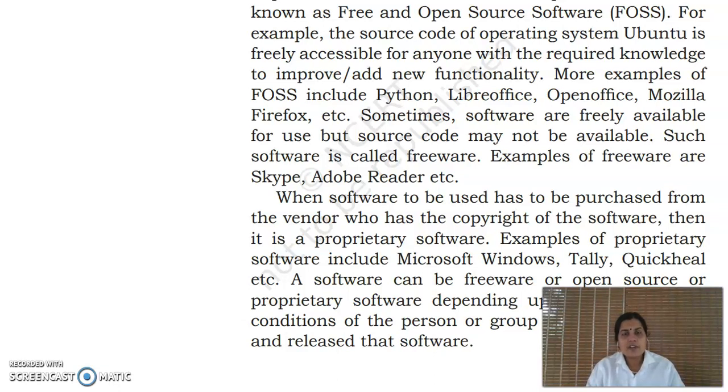Examples of proprietary software are Microsoft Windows. We have to purchase that software from the developer, so it has copyright protection. Microsoft Windows, Tally, QuickHeal, etc. So a software can be either freeware or proprietary software, depending upon the terms and conditions set by the manufacturer. FOSS means free and open source software. Common examples are Ubuntu, Adobe Reader, Skype, etc.